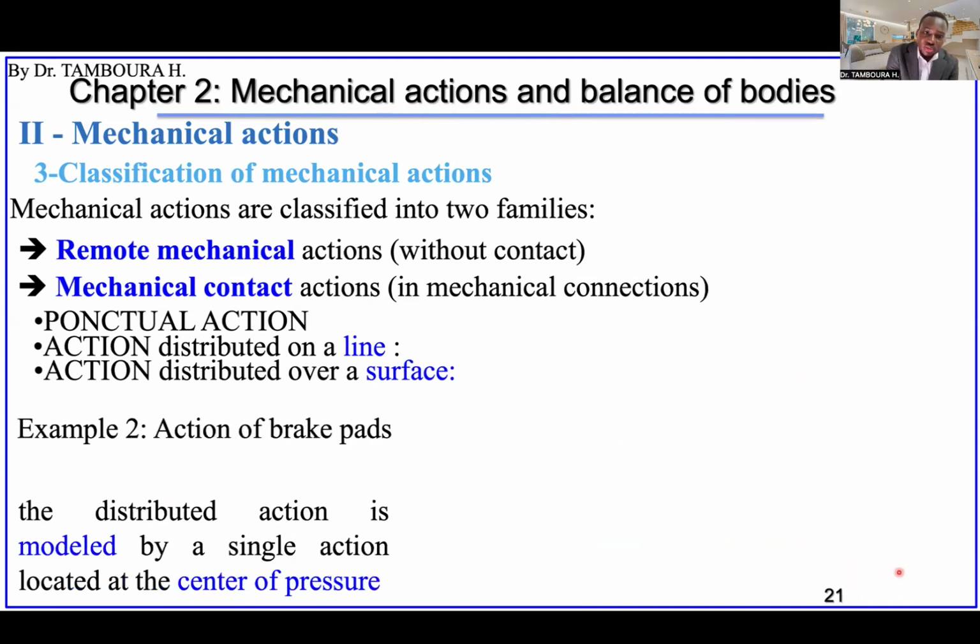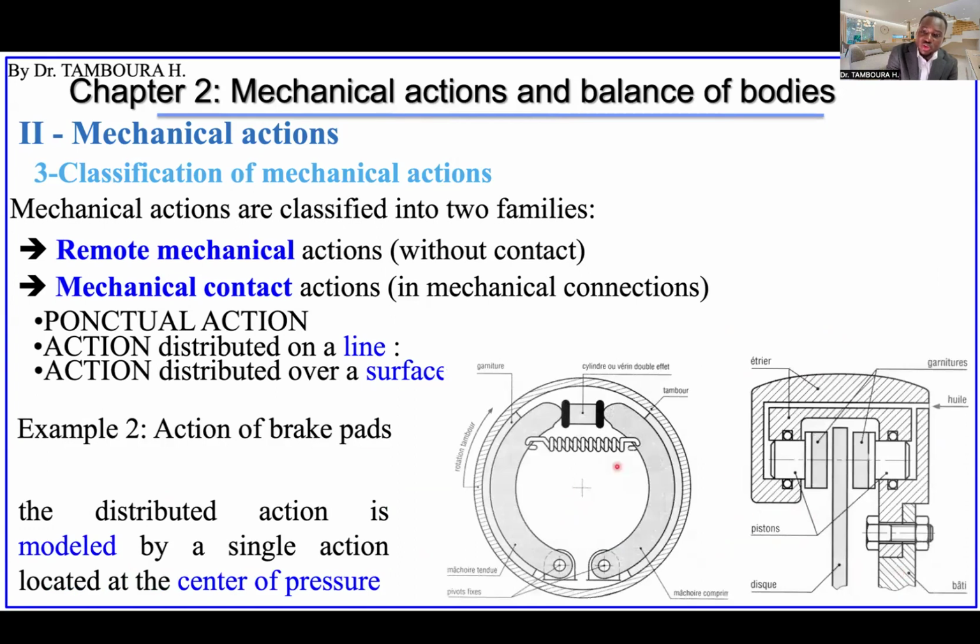Another example is a braking system of this kind. You have a cylinder here, and these two elements are pushing to brake. It's like a clamp, these two are grabbing this element. The pressure is around this surface, it is a cylinder.